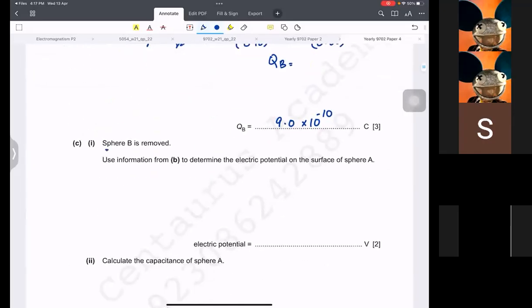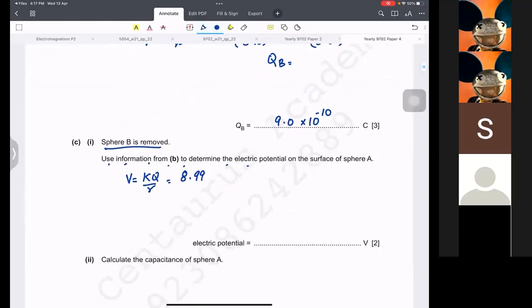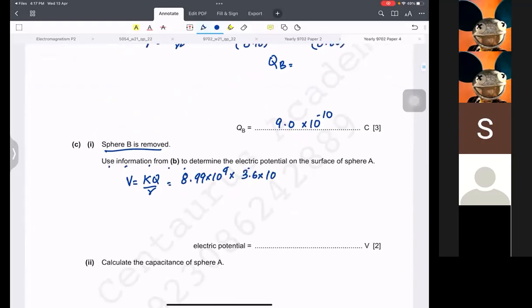Now, sphere B is removed. Use the information to determine the electric potential on the surface of A. Oh, so we have the charge, right? So V is equal to KQ over R. So 8.99.